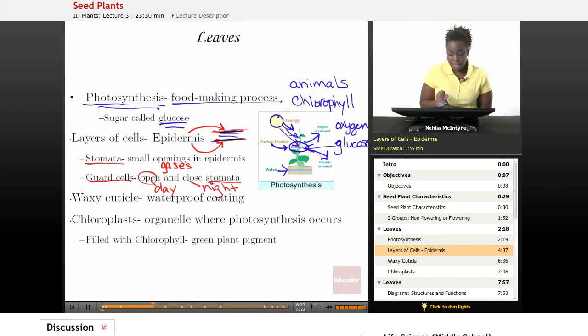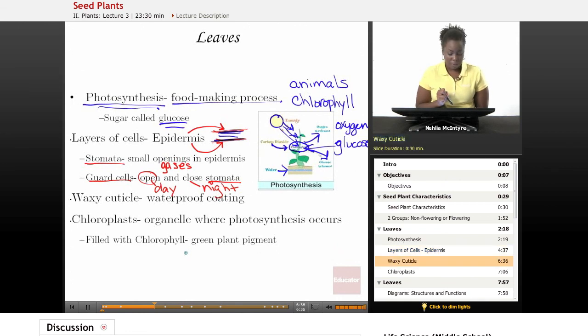The reason why they close is because the stomata is an opening into the plant. If they don't close, then the water inside of that plant is going to start to evaporate away, and that's not good for the survival of the plant. It needs to conserve that water.